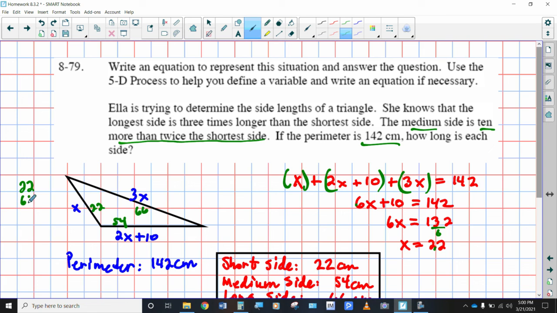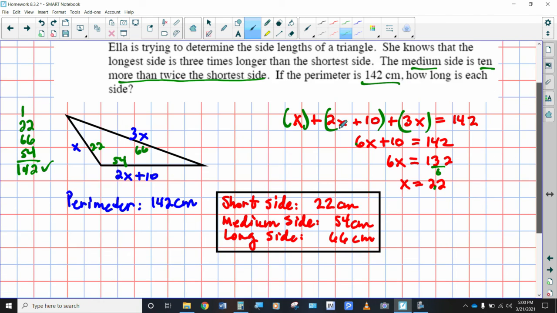If we add all those together, what do we get? 22 plus 66 plus 54, that's 12, carry the 1, that's 11, 12, 13, 14. That is indeed 142. So we can declare our answer, which is, how long is each side? We will declare the length of each side.